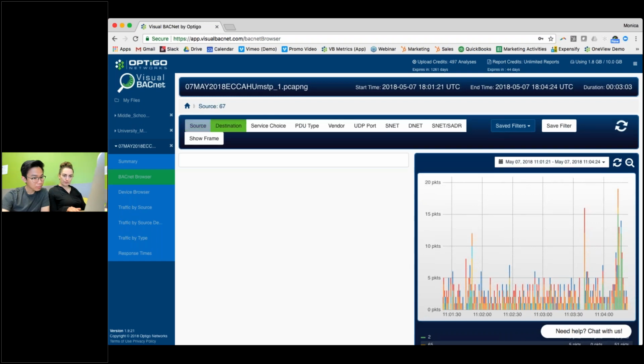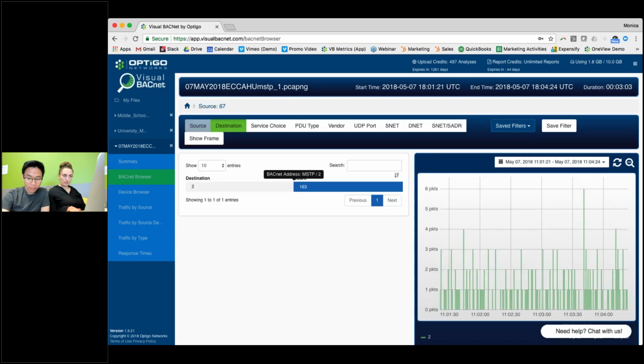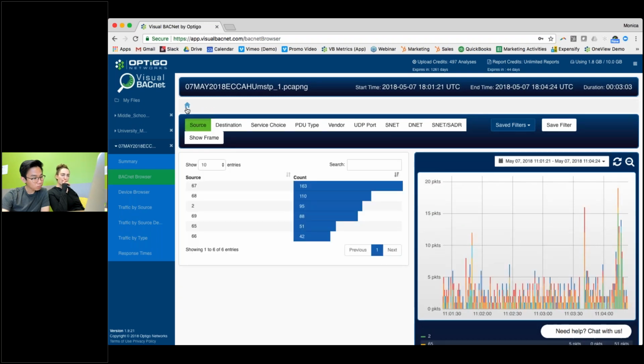So it's possible that it's losing the token because it's super busy, or it can't respond in the right amount of time. So you can see here on the traffic profile what's happening. But he's not losing the token that often, because there aren't that many poll for masters. It's 3 minutes. Yeah, you're right. I guess that's a lot within 3 minutes.